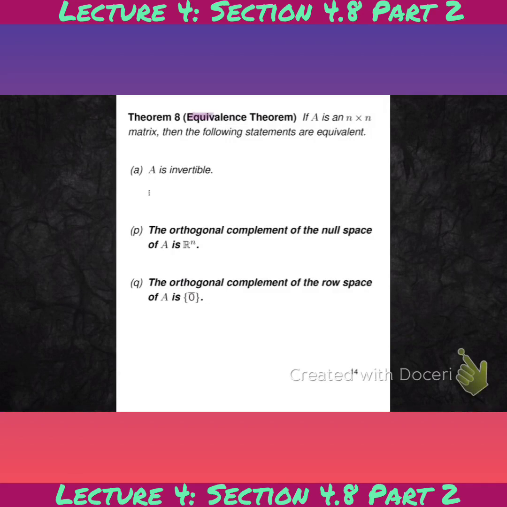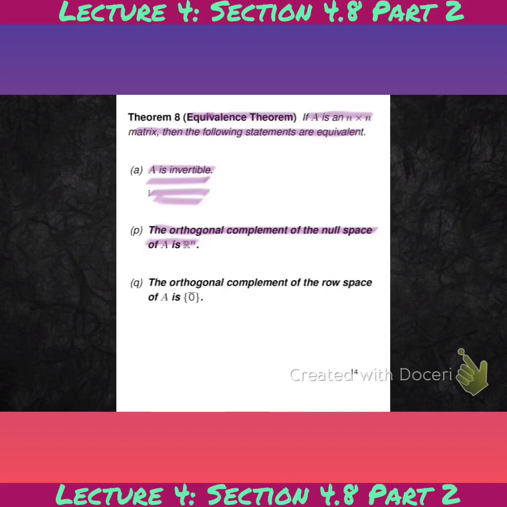Right, so take note that we can go and extend the equivalence theorem. Again, if A is an n by n matrix, then the following statements are equivalent. So we've got the first whole bunch of properties, and we can extend it by 2, which is to say that the orthogonal complement of the null space of A is the whole Rn. We know that the orthogonal complement of the null space of a matrix A is simply the row space. And the row space of A is Rn if and only if A reduces to the identity matrix, and that happens if and only if A is invertible. Right.